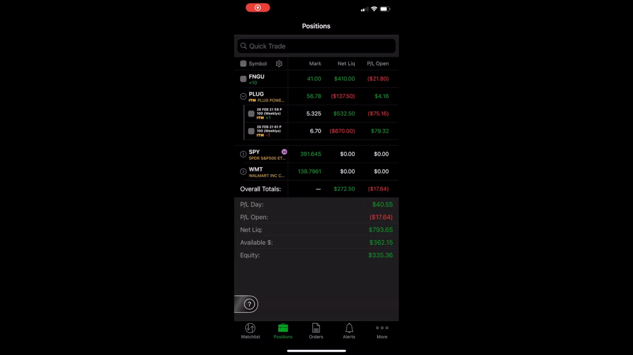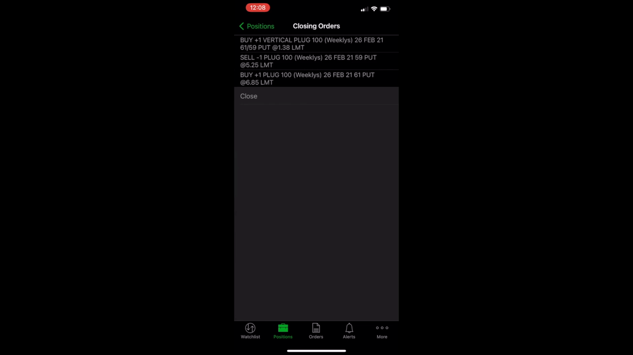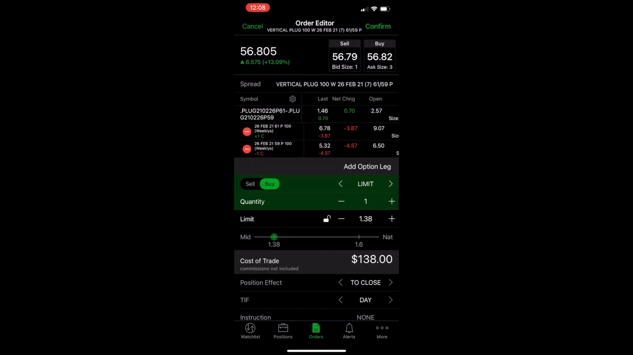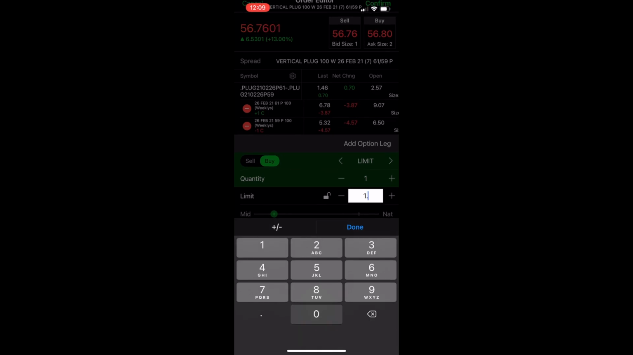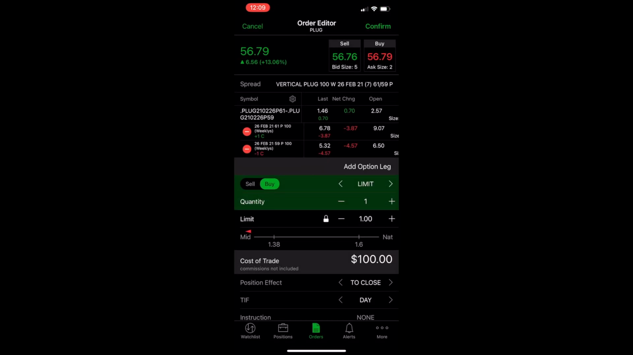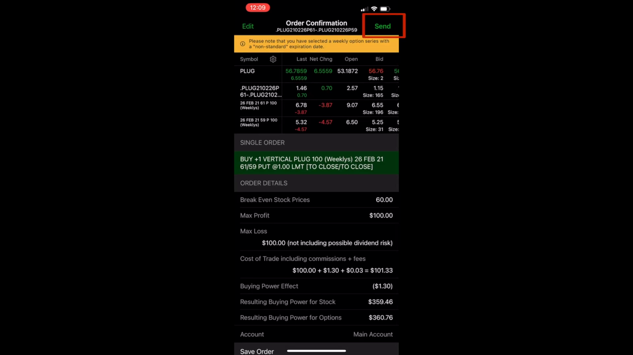So I currently have a credit spread open on Plug right now on Thinkorswim, so if I wanted to go set a closing order for that, I would click on both of the option legs, click close selected. I want to buy the vertical because I don't want to sell or buy the individual leg. I want to do them both at the same time. So then go ahead and click close. And at this point, it's the same as Robinhood. Go ahead and place my limit order at a price that I'm comfortable paying a debit for to close the trade, and then click confirm, go through and click send.